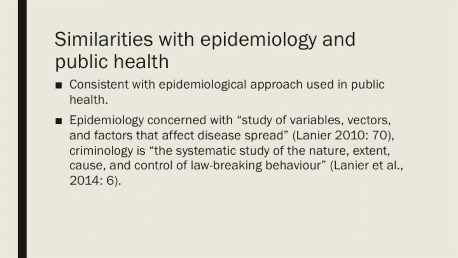There are some similarities between situational crime prevention and epidemiology and public health. If we think of epidemiology as concerned with the study of variables, vectors, and factors that affect disease spread, situational crime prevention sees criminology as the systematic study of the nature, extent, cause, and control of law-breaking behaviour.